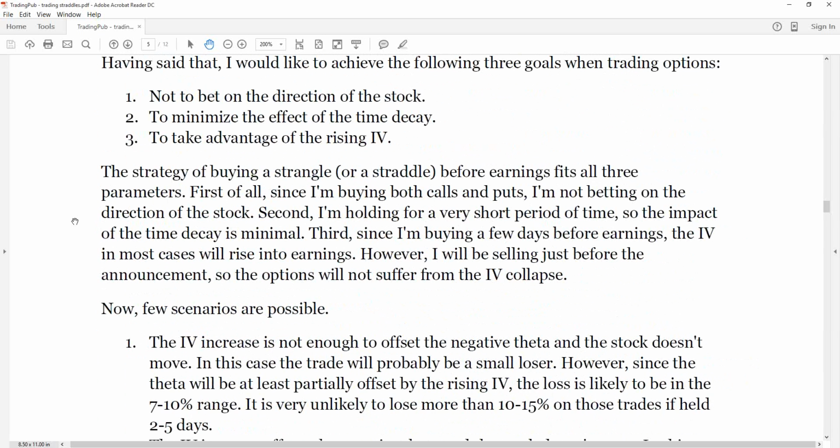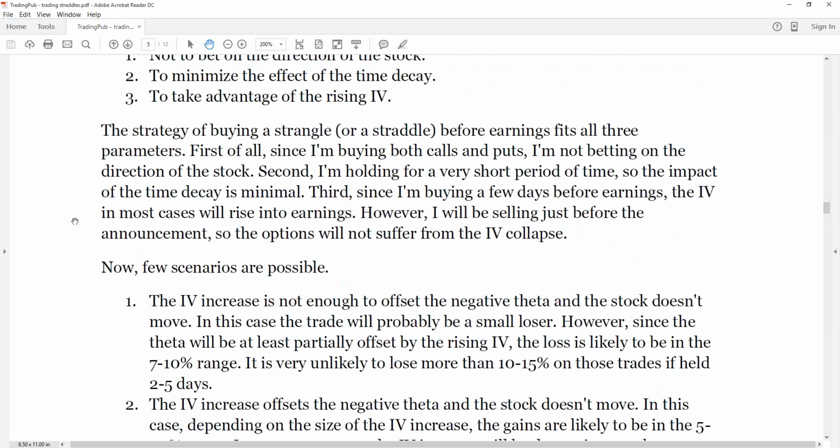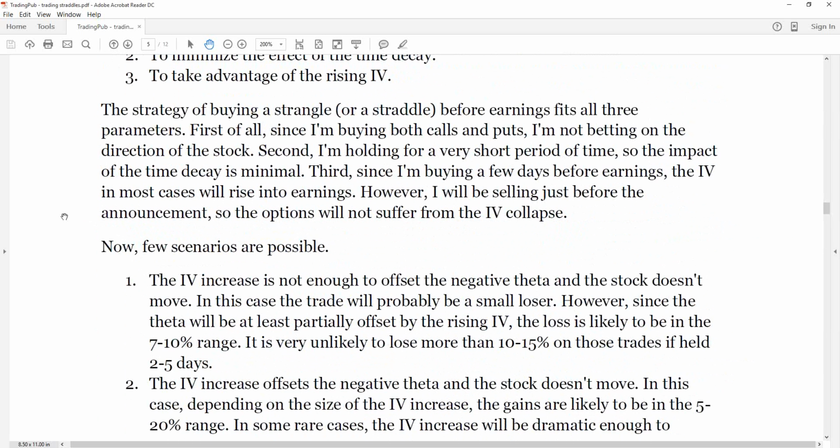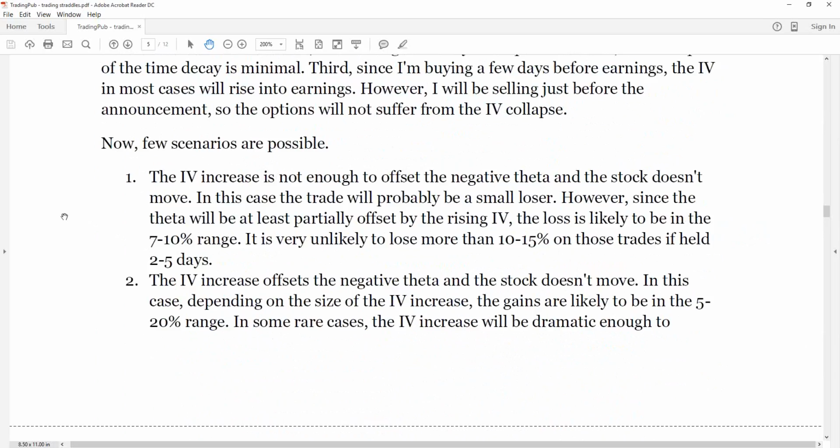So first of all, since I'm buying both calls and puts, I'm not betting on the direction of the stock. So basically, I can make money if the stock goes up or down, it doesn't matter to me. Second, I'm holding for a very short period of time, so the impact of the time decay is minimal. And third, since I'm buying a few days before earnings, implied volatility in most cases will rise into earnings. However, I will be selling just before the announcement, so the options will not suffer from implied volatility collapse.